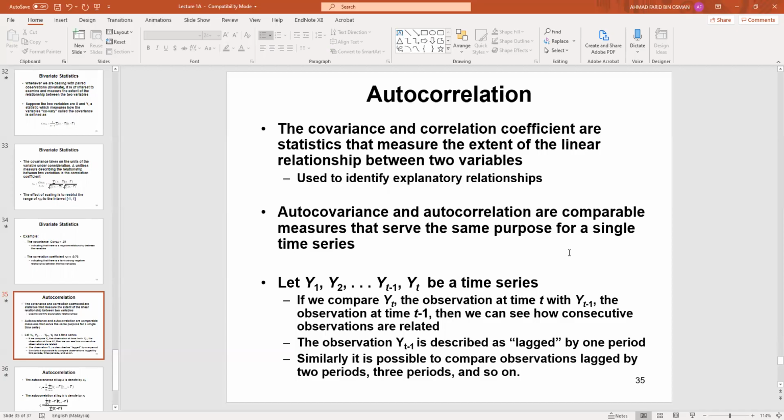So we have a time series variable, a time series data. So Y1 is the first observation, Y2 the second observation, and so on. So let Yt be a time series. If we compare Yt, the observation at time t, with Yt minus 1, the observation at time t minus 1, then we can see how consecutive observations are related. If you have monthly data, it's just like comparing the current month and the previous month. The observation Yt minus 1 is described as lagged by one period. Similarly, it is also possible to compare observations lagged by 2 periods, 3 periods, and so on.